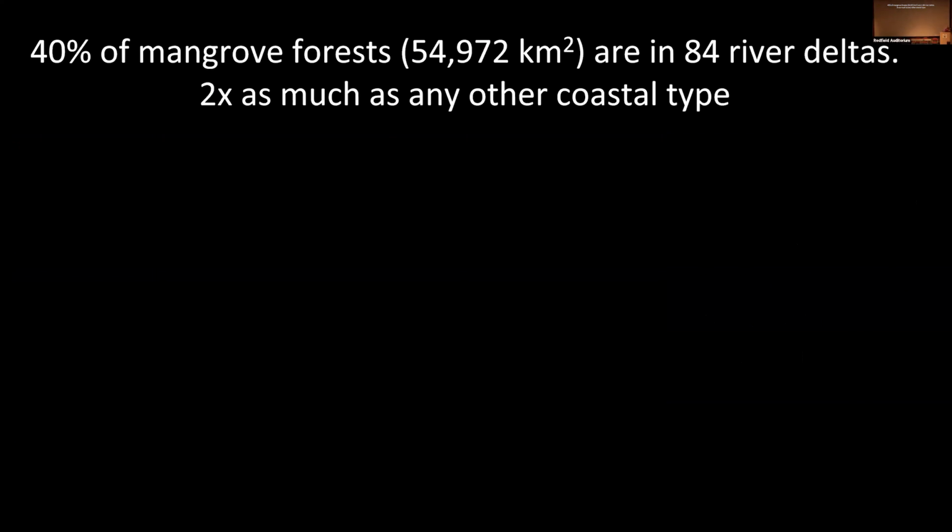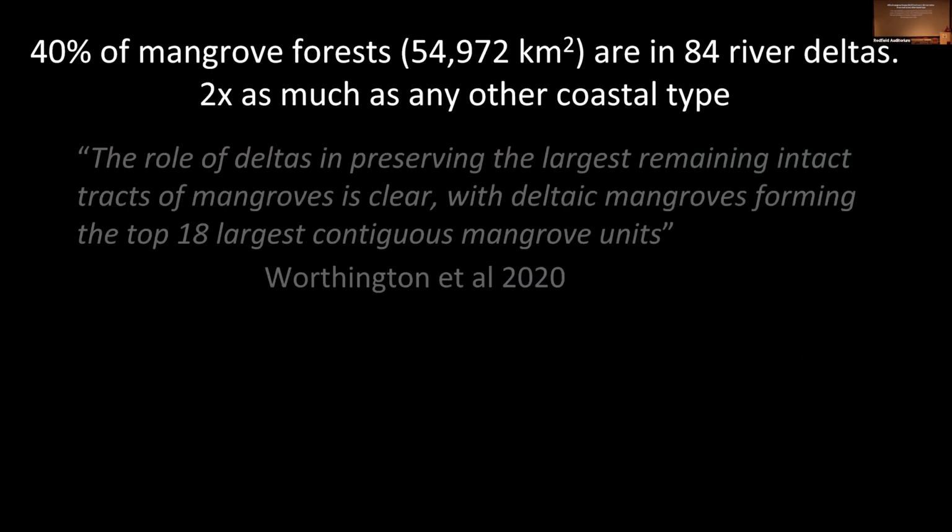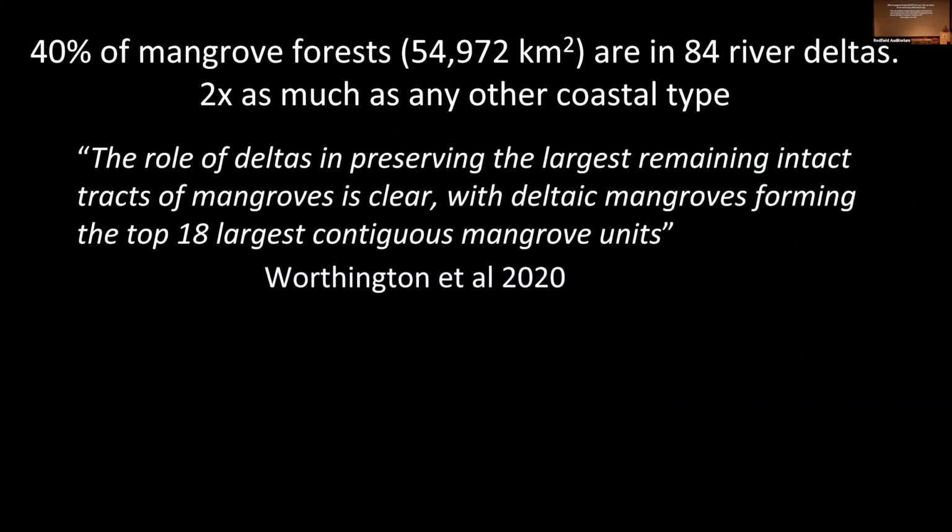And so when we look at that distribution of mangroves, this is where I want to highlight the importance of deltas in harboring or allowing for mangrove forests to grow: 40% of global mangroves occur within 84 river deltas. This is about twice as much as any other coastal type. And so the role of preserving deltas is quite important, right? These are the remaining intact tracts of mangroves.